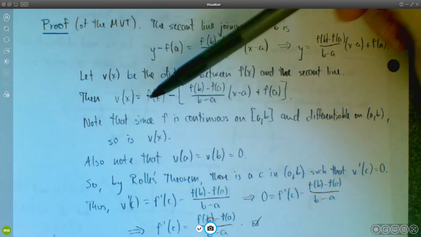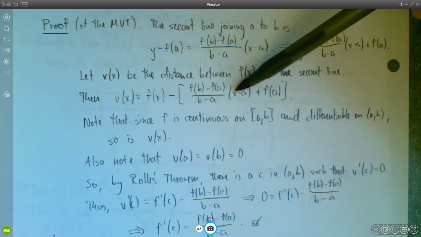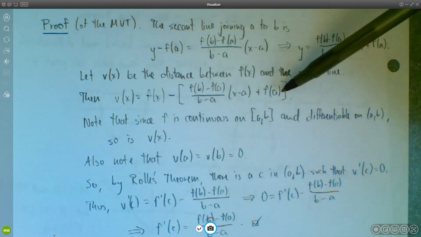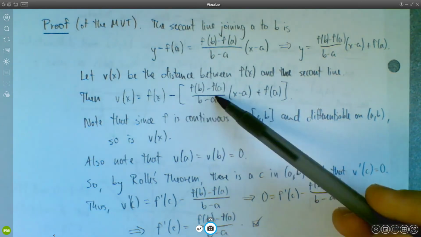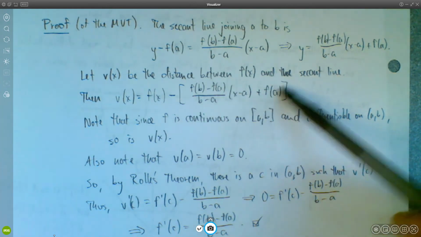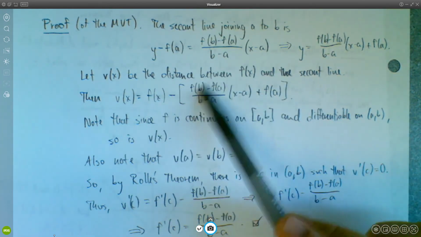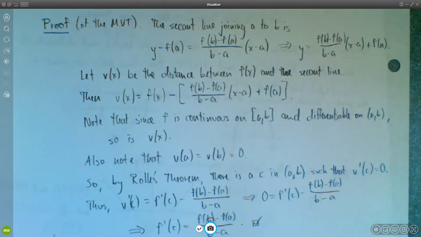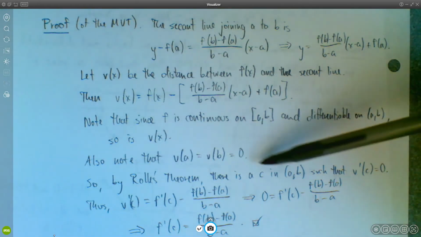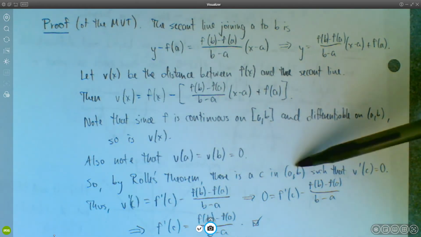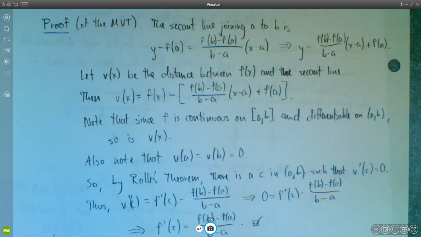V of b is going to be f of b minus all this stuff times b minus a plus f of a. Well, the b minus a's will cancel, and then the f of a's will cancel, and then the f of b's will cancel, and again you'll get 0, right? Okay, so Rolle's theorem applies here. By Rolle's theorem, there must be a c in the open interval (a, b) such that v prime of c is equal to 0.